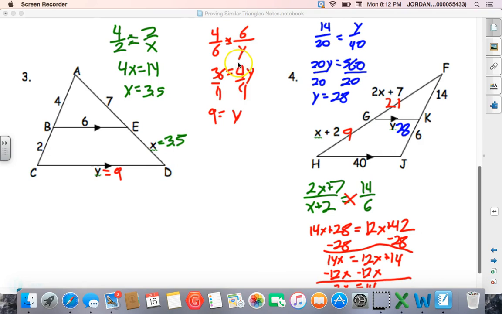You can't do just the part over the part. You got to do part over the whole. So now when we cross multiply, we get 36 equals 4y, divided by 4, so y must be 9. So this side right here is 9.